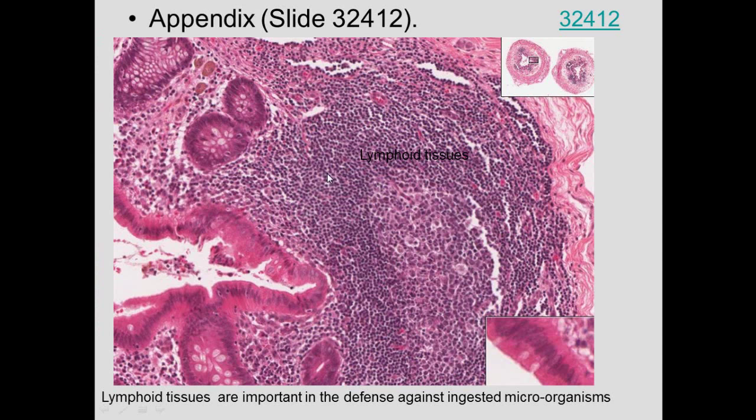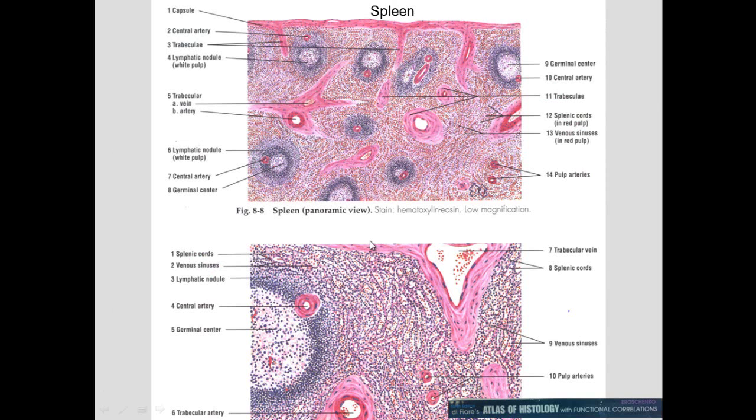Even the appendix has, this is a germinal center right here, lymphoidal tissue with a germinal center and a follicle, and there's this simple columnar epithelium that lines this region. Another organ is the spleen. And the spleen has a capsule and it has projections that go in through there.